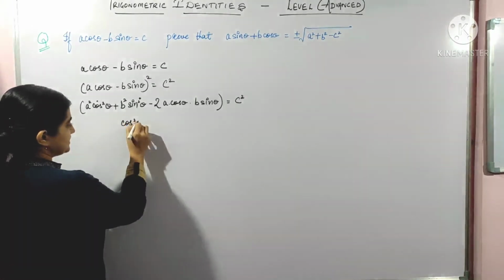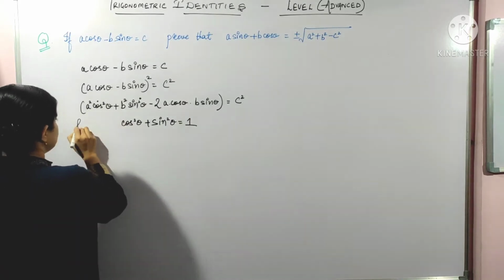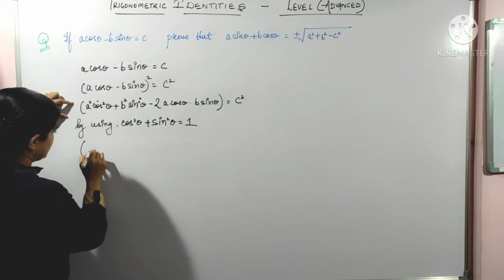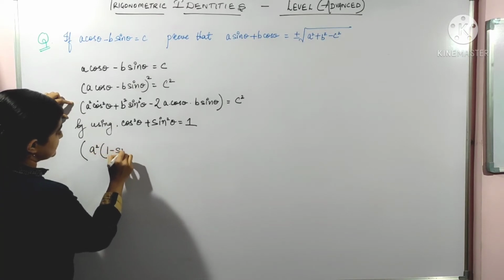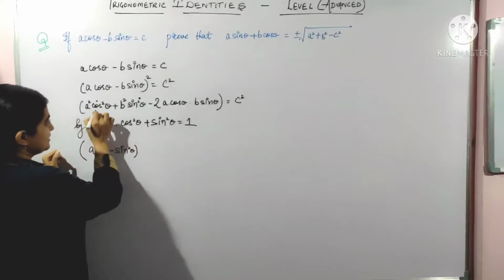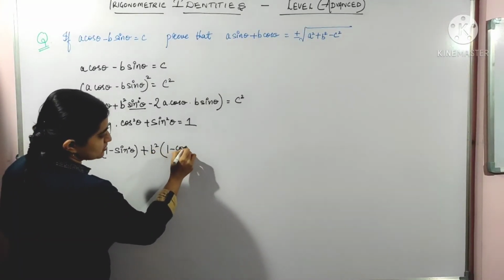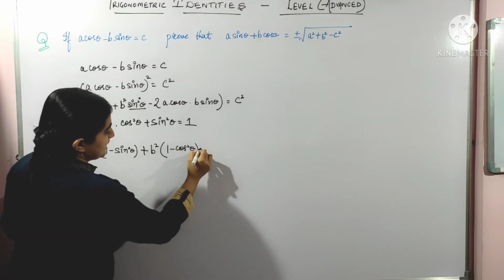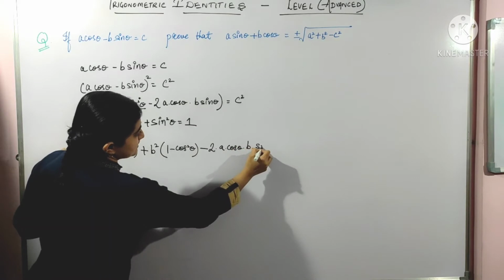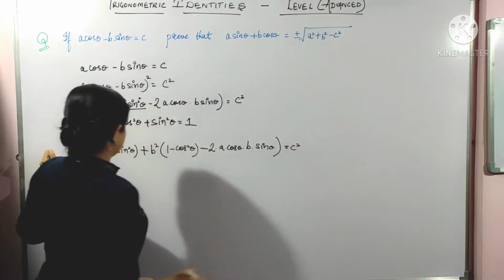Okay, cos square theta plus sin square theta equals 1. So we will use this identity, and now a square (1 minus sin square theta). By using this only we are putting it here. So here we will put the identity: b square (1 minus cos square theta). Okay, and 2 into a into cos theta into b into sin theta. We will make no changes here, and this equals c square.